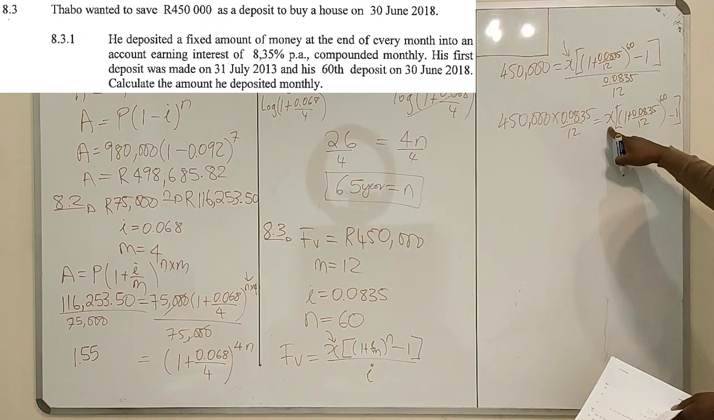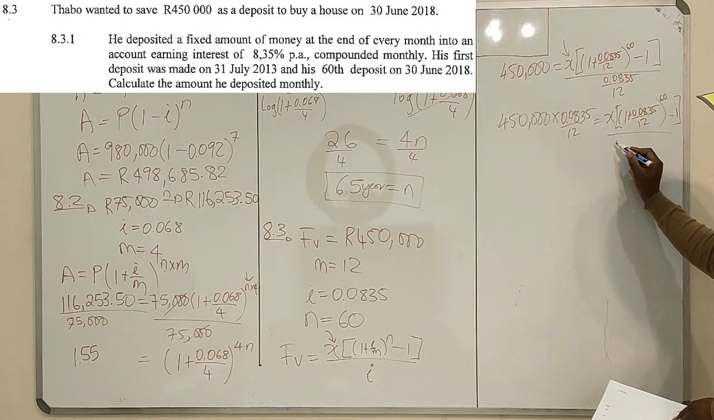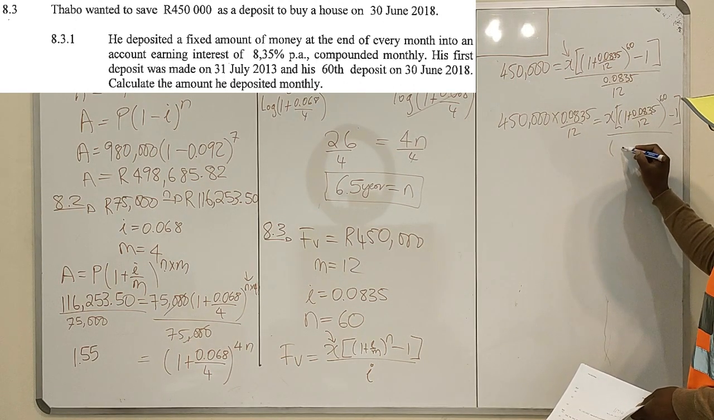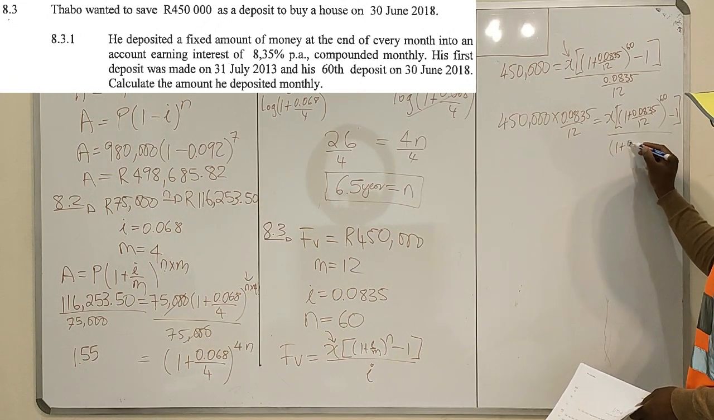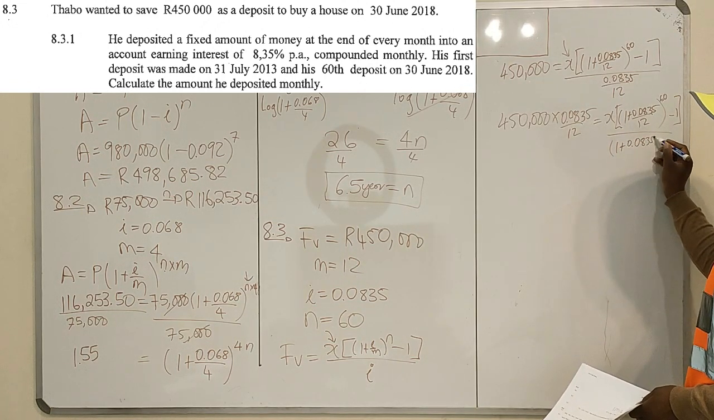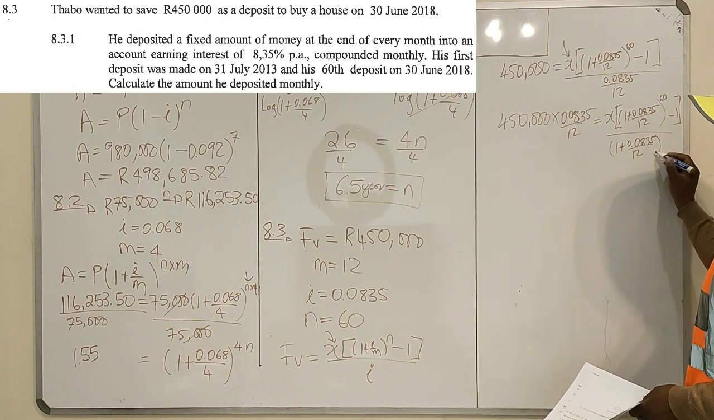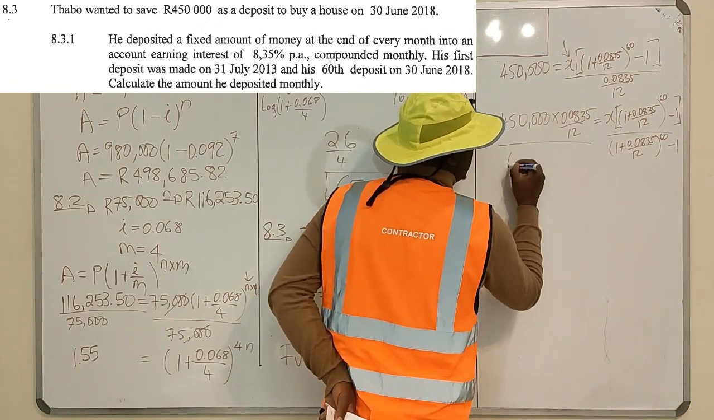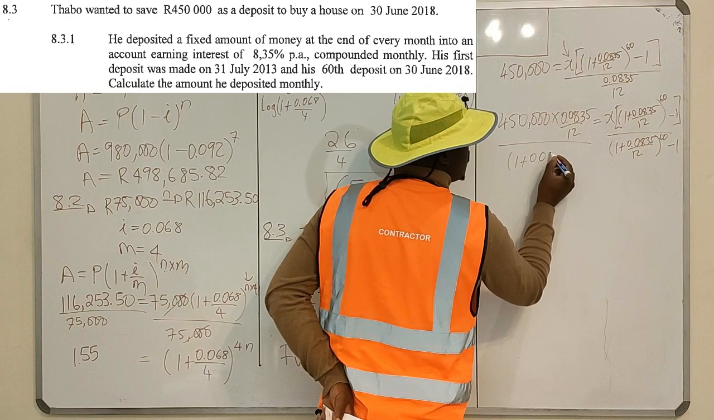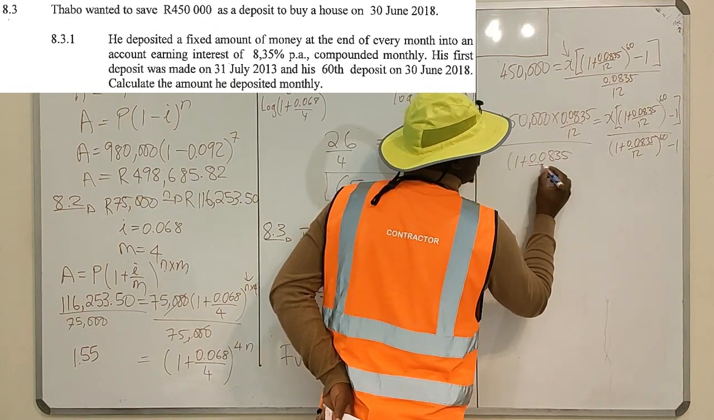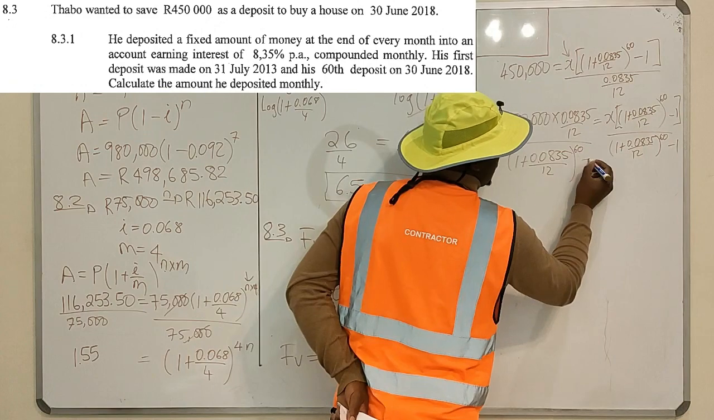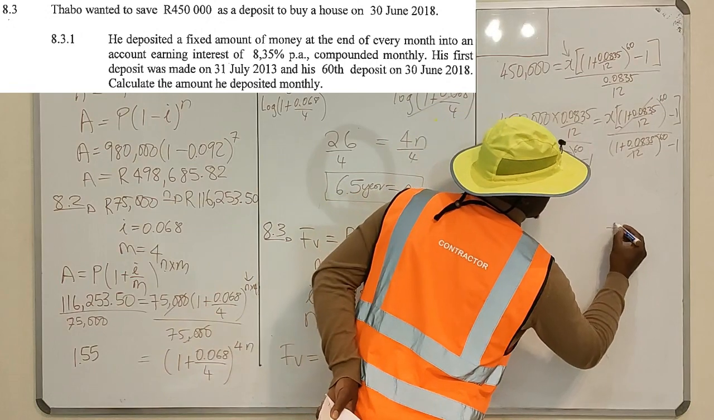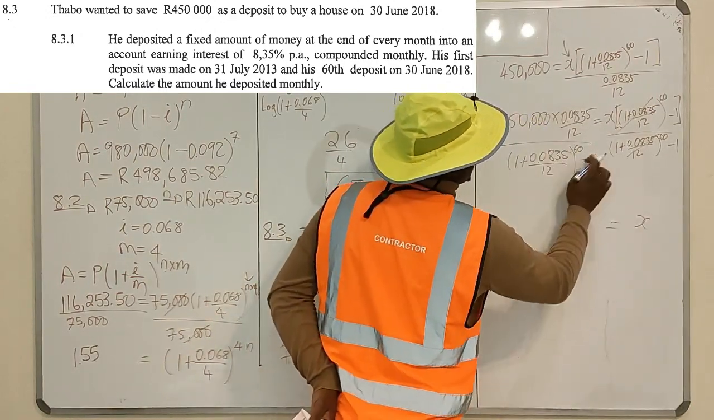Then what do? We're trying to solve for x, right? Then you divide by this thing here, which is 1 plus 0.0835 over 12 raised to 60 minus 1, on both sides, and this side as well: 1 plus 0.0835 over 12 raised to 60 minus 1. This and that go away, but you're left with x on that side. Then you punch this in a calculator.